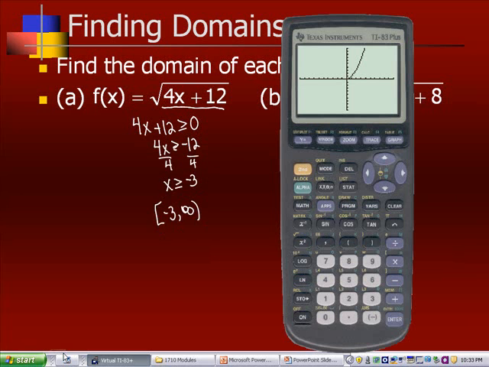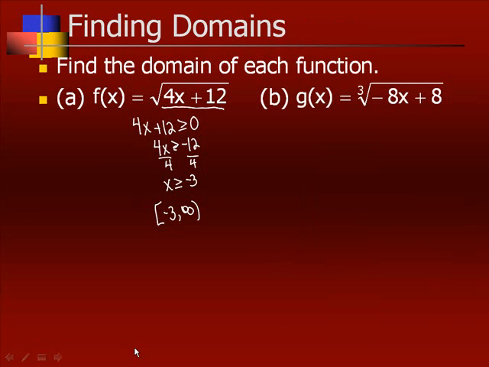Now, if we wanted to verify that on our calculator, what we would do is come in here and do the square root of 4x plus 12, graph that, and notice the graph only appears from negative 3 to positive infinity. Now the second one, g of x is equal to the third root of negative 8x plus 8. For the third root and any odd root, x could be anything. The radicand can be anything. So in that case, the domain would be all real numbers.